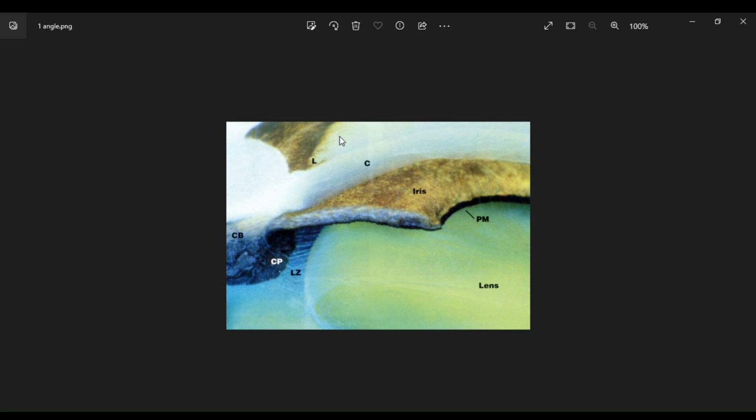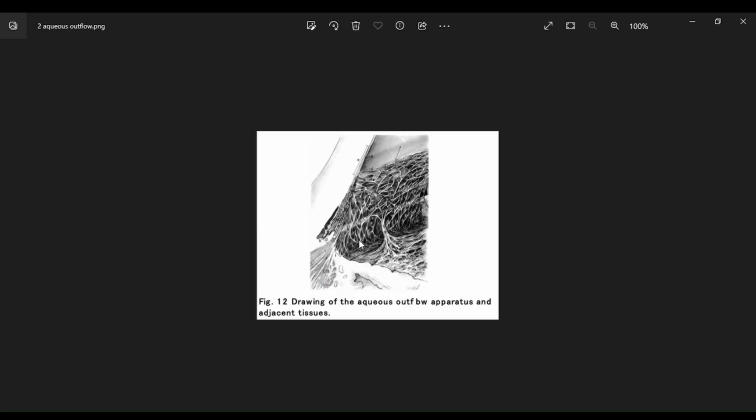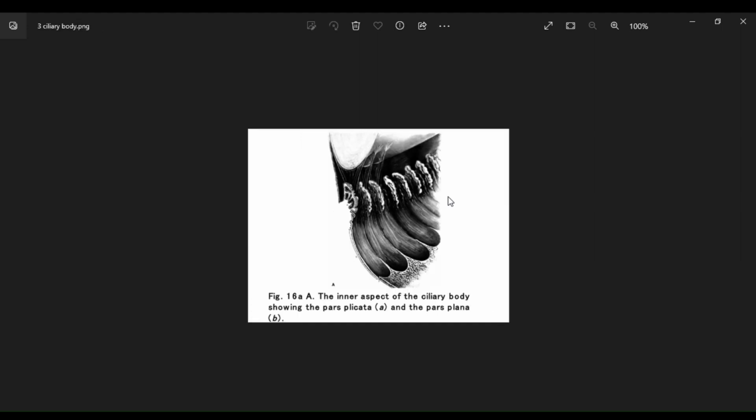Here's an image looking at a similar thing. You can see the pupil in nice focus there, the lens. You see the zonules of the lens, the ciliary body. Here is an artist's rendering of the angle of the eye where the cornea and the iris abut. This is very important for glaucoma. This is where fluid drains out of the eye. This is the edge of the ciliary muscle.